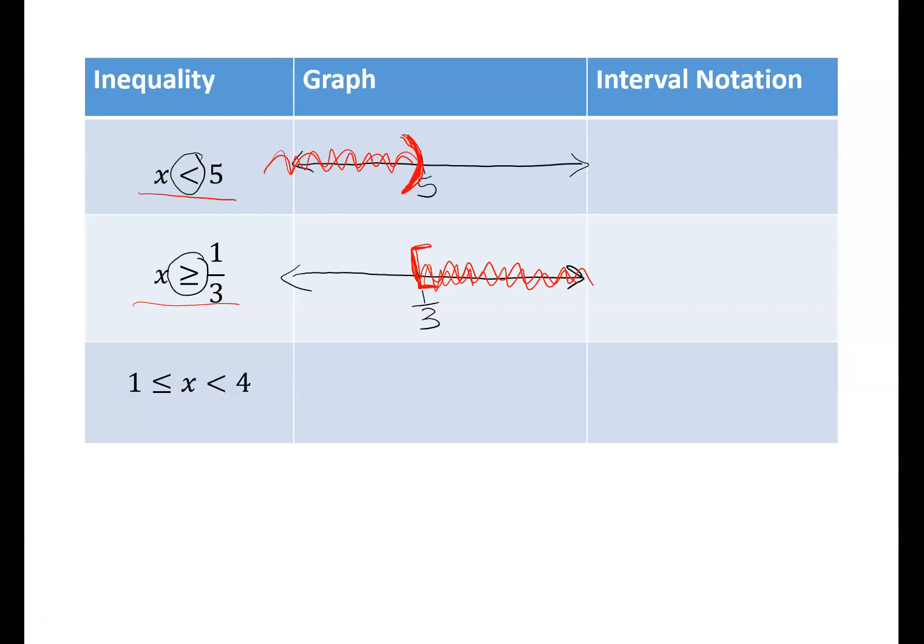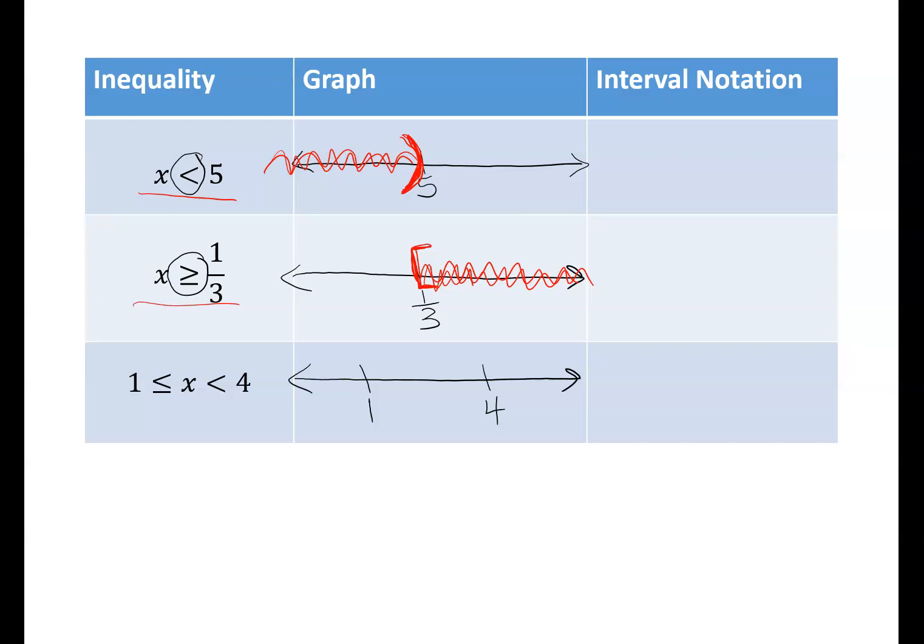Okay, our last example is a little different. I'm going to draw a line again. It is called a compound inequality when x is in the middle. You've got two numbers, so you're going to need 2 tick marks on your graph. Always put the smaller number under the left tick mark.